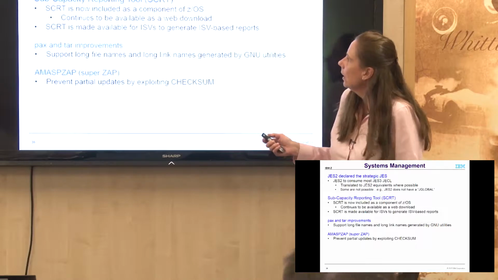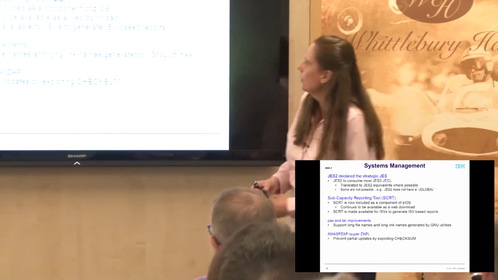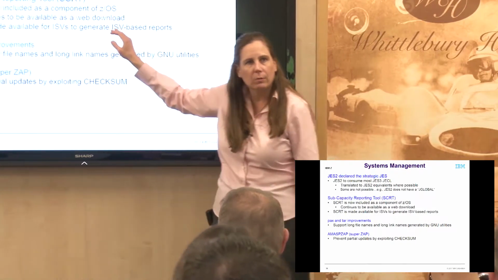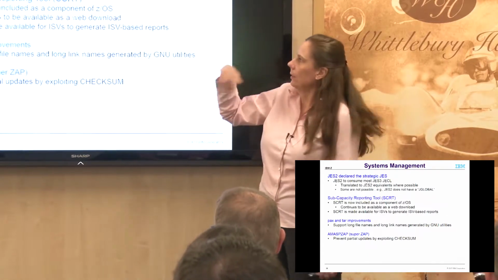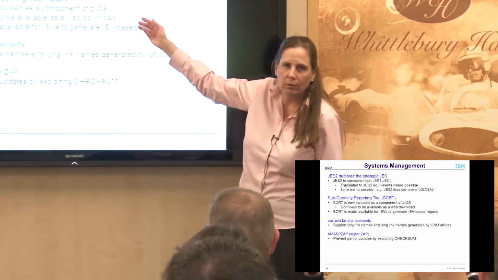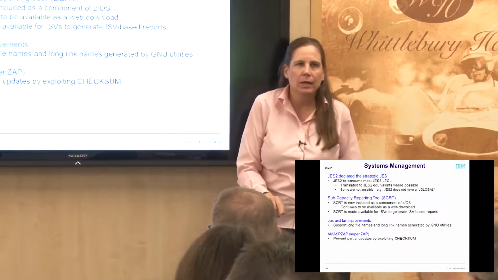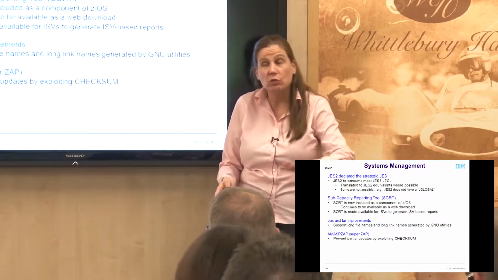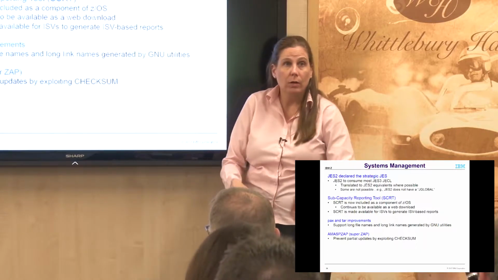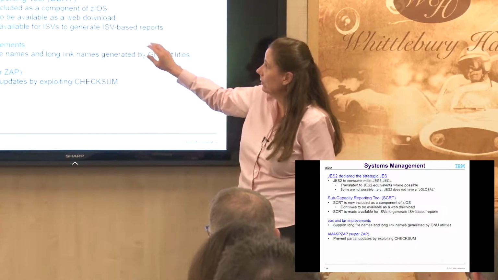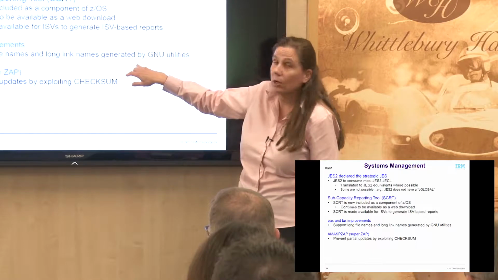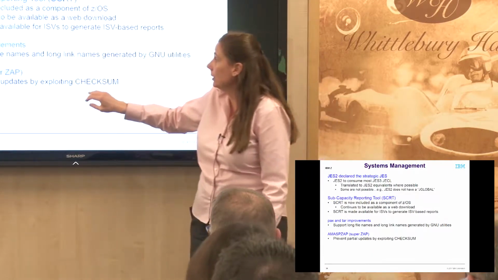All right, let's see here. SCRT is now a base component in the BCP, and you can also get it down off the web if you want. We have also made it available to ISVs, so those ISVs that choose to use it can now have information produced in SCRT reports. PAX and TAR can have long file names and long link names.